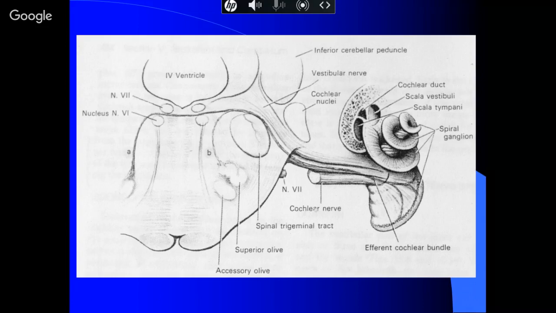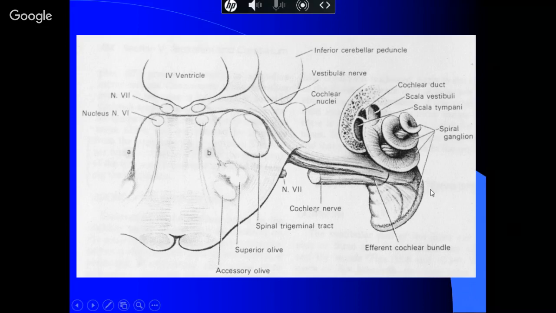What is the benefit of having this spiral process in the cochlea in terms of auditory conduction? I don't know. It's embedded in the temporal bone, and I guess it has something to do with that. I really don't know.